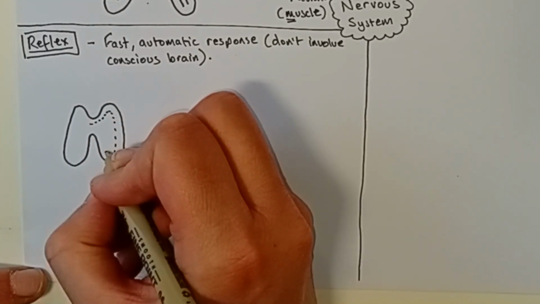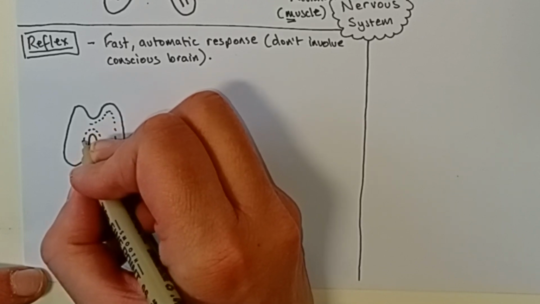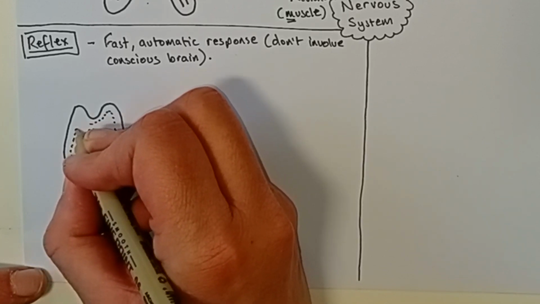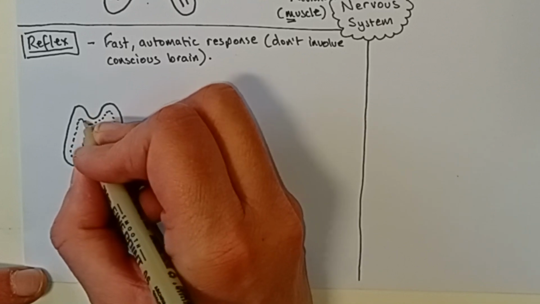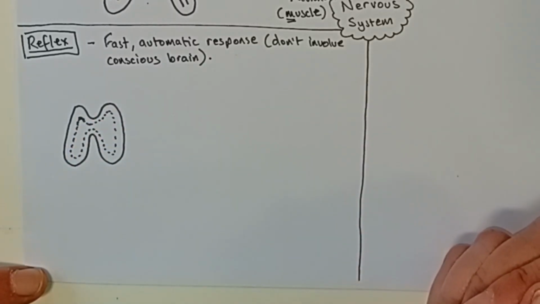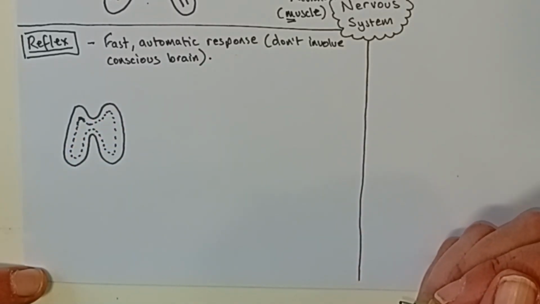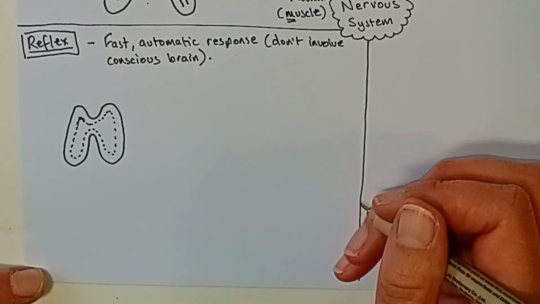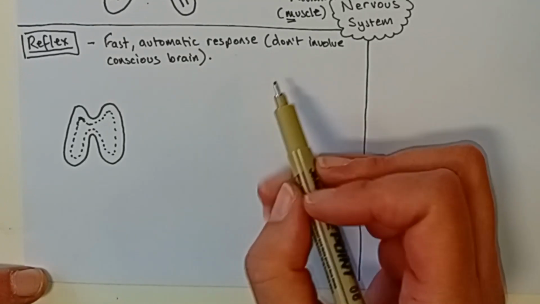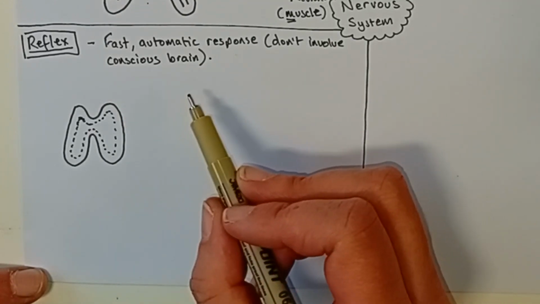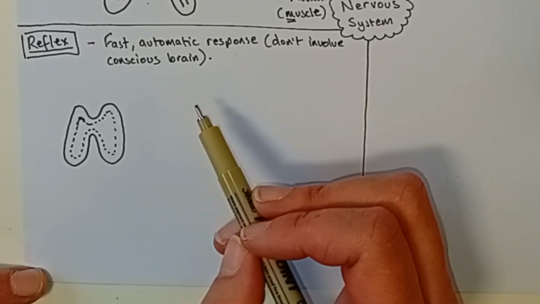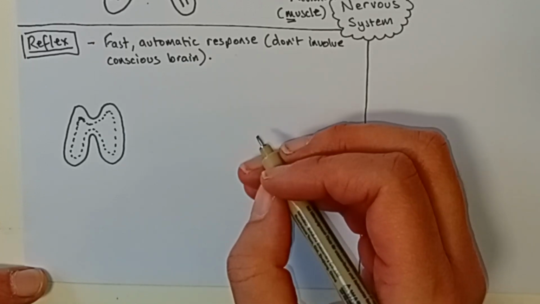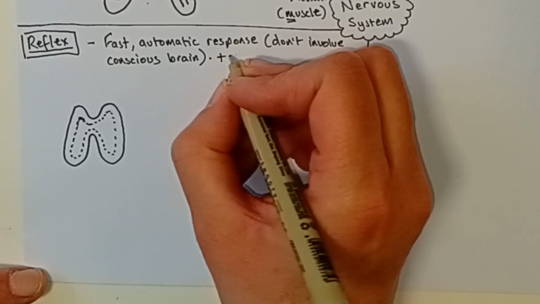So you're going to draw a butterfly, a set of lungs over here. And in the middle is a layer of darker tissue. I'm just going to draw some dotted lines showing that there. In a reflex arc then, if we're not thinking about a response, it's automatic. We're often acting to protect ourselves. So they are protective.